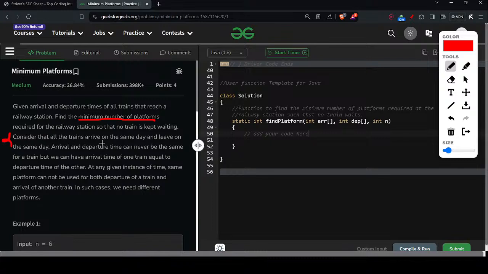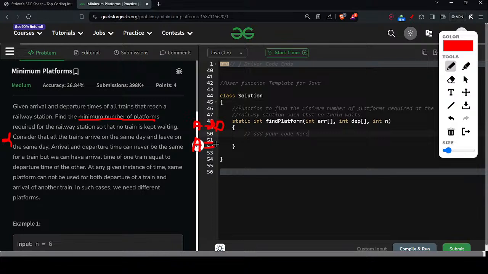Arrival and departure time can never be the same for a train, but we can have the arrival time of one train equal to that of a different train. It is never possible that a train arrives and at the same moment departs. What is possible is that two trains have the same arrival time.